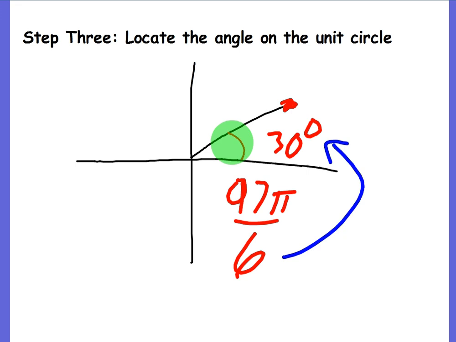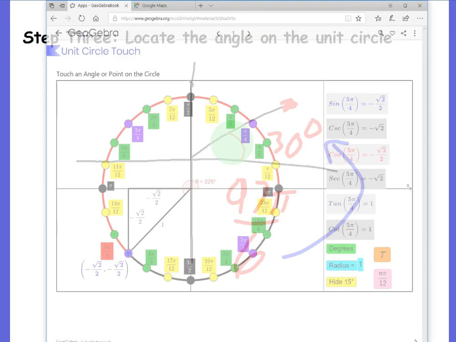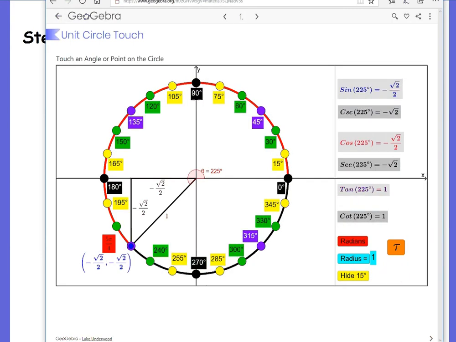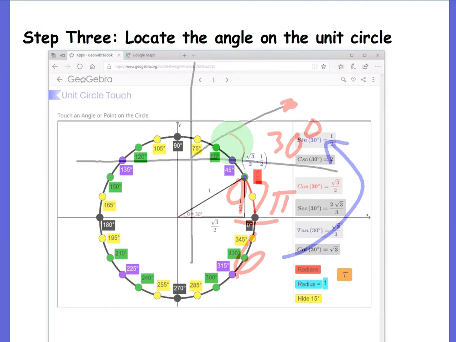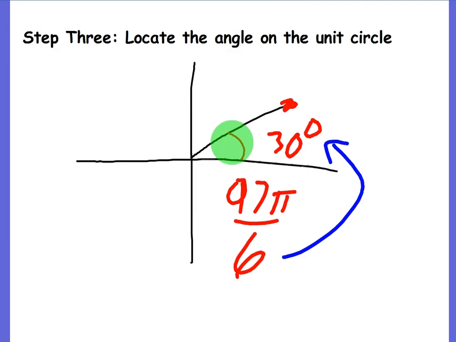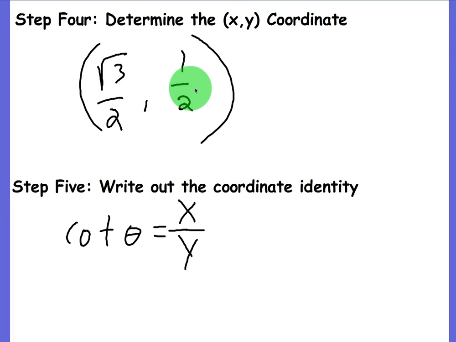Now, what is our point on the unit circle at 30 degrees? Pull up our unit circle. Now, it's the same as pi over 6. There it is. It is square root of 3 over 2, comma 1/2. So after we locate the angle, we will write the point, square root of 3 over 2, comma 1/2.